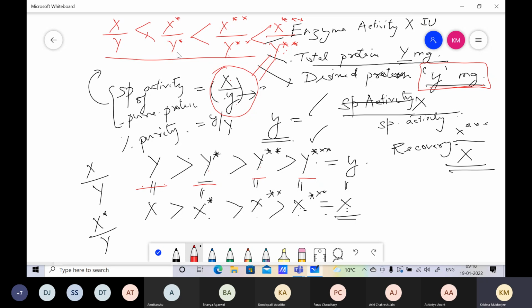Shall we stop here? This is simple algebra, but the concepts are important. What would be the final relation between specific activity and recovery? Think. What can be the final relationship between specific activity and recovery?